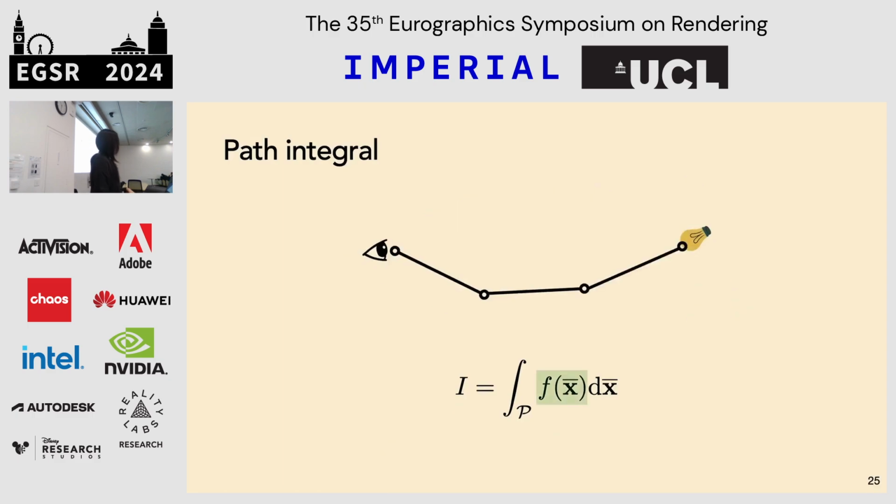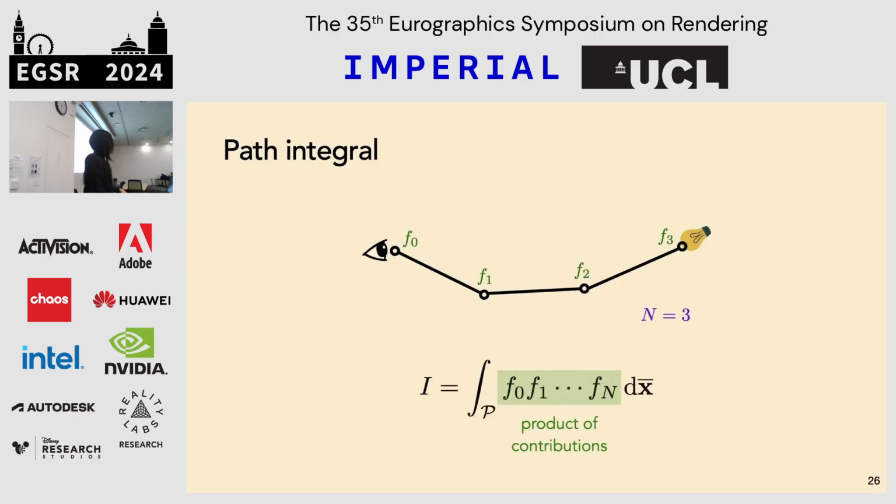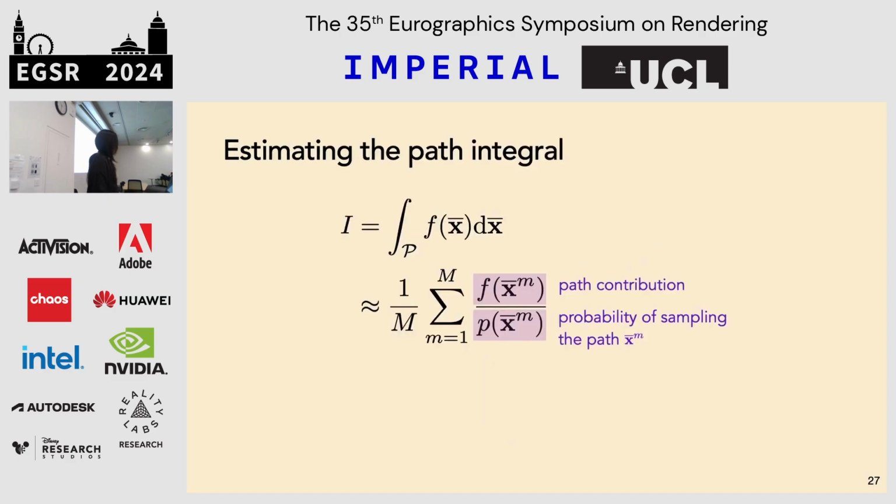For a single path between the camera and a light source, the contribution of the path is a product of contributions from each vertex along the path. The standard approach for estimating this integral with Monte Carlo path tracing is to sample many paths, compute the contribution for each path, and then combine the contributions.